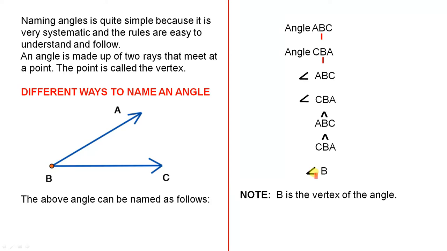You can also use angle B. So we've said before that B is the vertex of the angle. So that's always in the middle. It always has the important position.